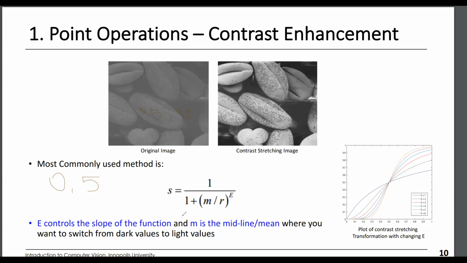Basically, M is the middle line, or the mean of all the pixels. What you do to calculate a good value of M is basically take all of the values of these pixels and take their mean. This is just a basic understanding of what M is.